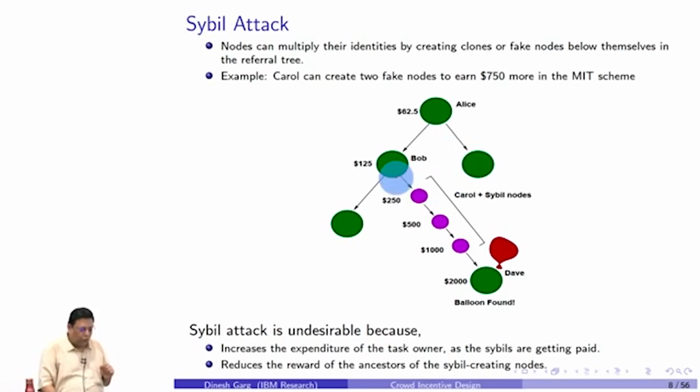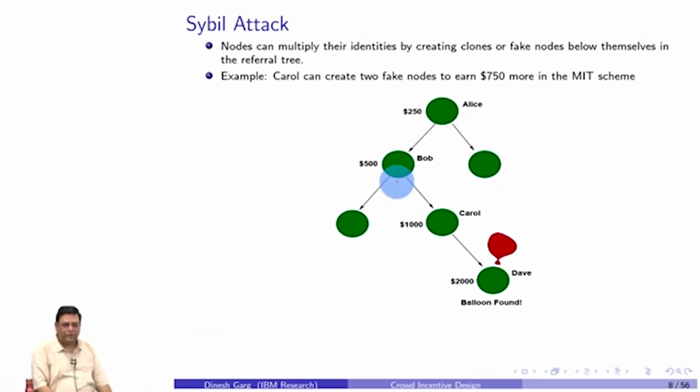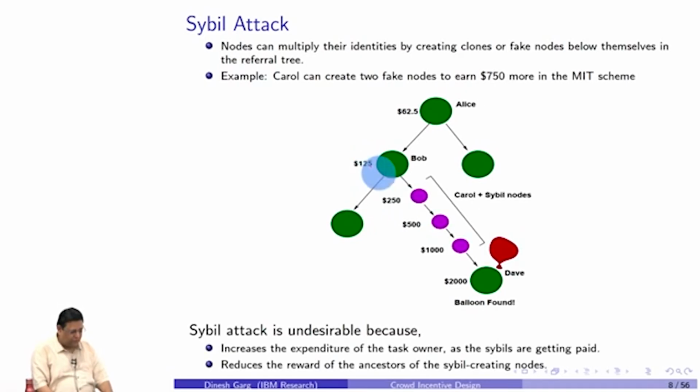Okay. So what are the ill effects? First of all, look at Bob. He is like a collateral damage here, okay? For no fault of Bob, earlier he was getting $500. Now, because of Carol doing all these gimmicks, Bob's reward has gone down to $125. You see the point? So this is called externality in these systems, right? For no fault of mine, just because you are doing some gimmickry, my reward went down, right?